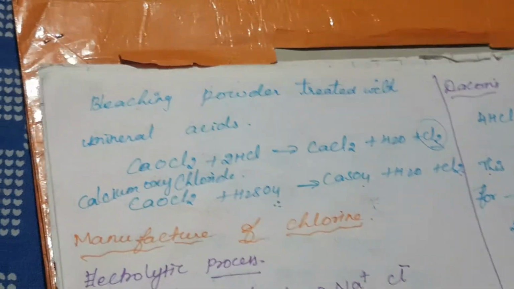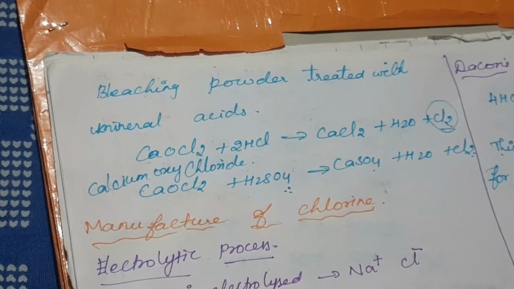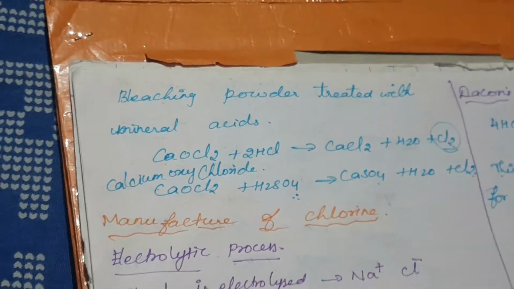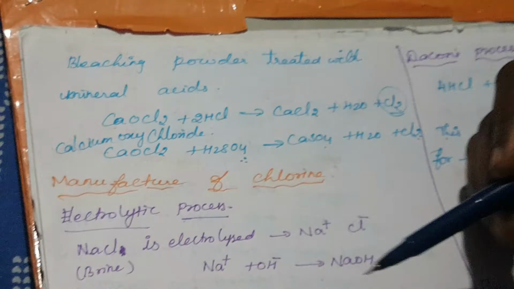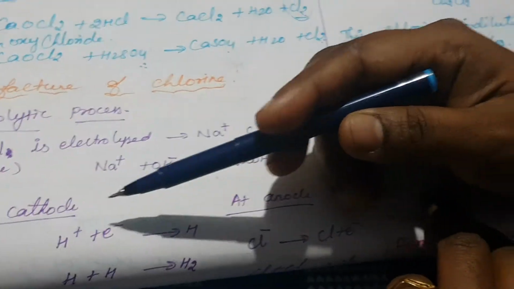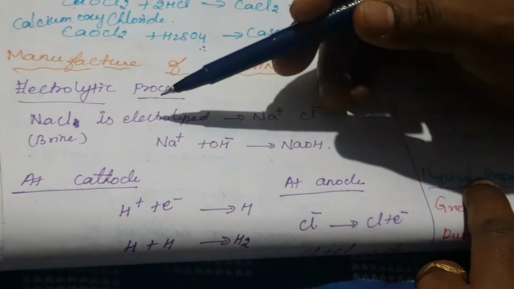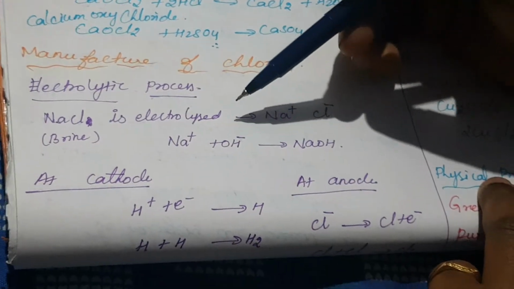First one is the electrolytic process. What is meant by the electrolytic process? Electrolysis, as we already understand, involves a cathode and an anode. One cathode is present, one anode is present. Here sodium chloride is taken as the electrolyte. Sodium chloride, what will happen?